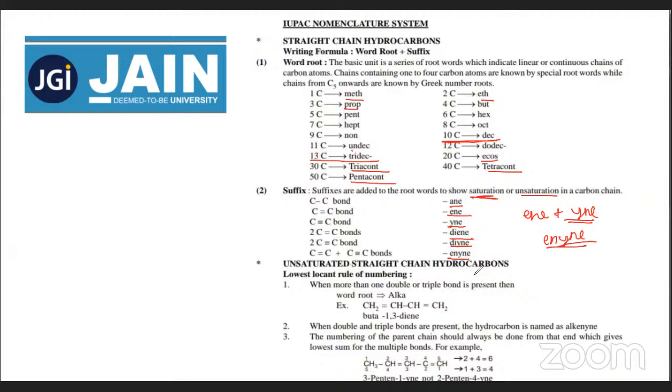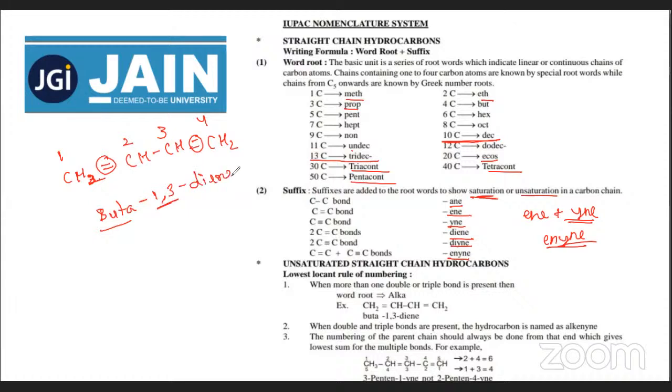So first, unsaturated straight chain hydrocarbons. For example, I have CH2 double bond CH, then CH double bond CH2. Now you can see what is there. First, I have to find out the root word here. Because 4 carbons are there, the root word will be but. Now I have 2 double bonds, 1 double bond here, 1 double bond here. If I do the numbering of this, it is 1, 2, 3, 4 carbon. You can see that from carbon 1 I have a double bond, and from 3 to 4, I have a double bond. So we specify the numbers at which the double bonds are present. In butene, the double bonds are at carbon number 1 and 3. I have 2 double bonds, so I write it as diene.